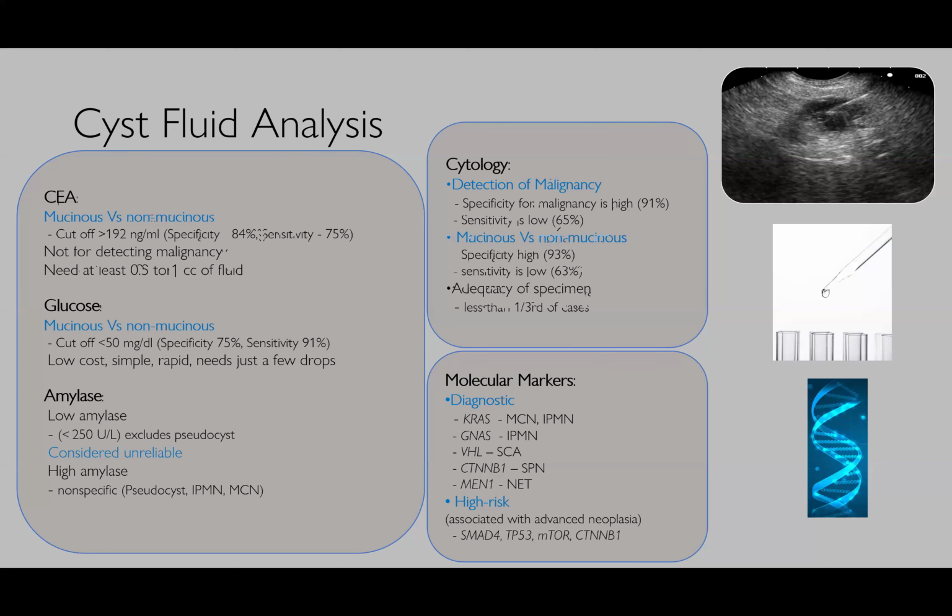In addition to helping with diagnosis, it also helps with identifying high-risk cysts, that is, those cysts that harbor either high-grade dysplasia or invasive cancer. When you see mutations like SMAD4, TP53, some mutations along the mTOR pathway or CTNNB1, these indicate presence of a high-risk lesion. So these are all the different things that we try to glean from the cyst fluid.